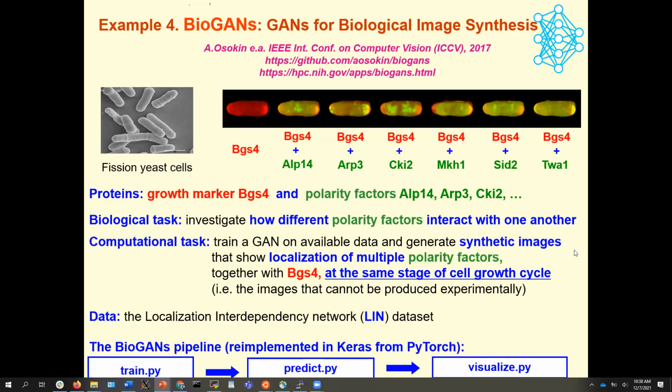The data for this example is called the localization interdependency network data set. It will be discussed later in one of the subsequent slides. It's plenty of data, but every time we have an image with only two channels. And the code for that example was available on GitHub, implemented in PyTorch, but for this class, it was re-implemented in Keras, and basically includes 3 executables.